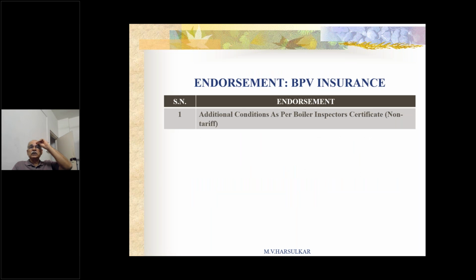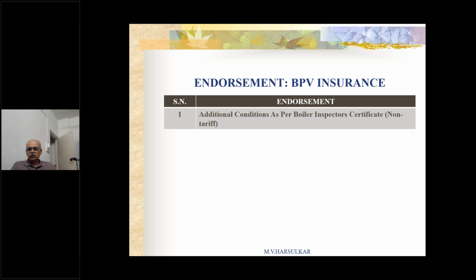So this is about machinery breakdown policy. In boiler policy, there is no specific TSA endorsement, but the basic requirement of boiler insurance is they should have a certificate from the boiler inspectorate. Now, if you go through the boiler inspector certificate, most of the time they qualify their certificate, and either they will say that it should be working at a particular rated capacity, say 80% of rated capacity, or they will restrict the pressure or something like that. If that is the case, then the policy should be endorsed to give effect of that in the policy.